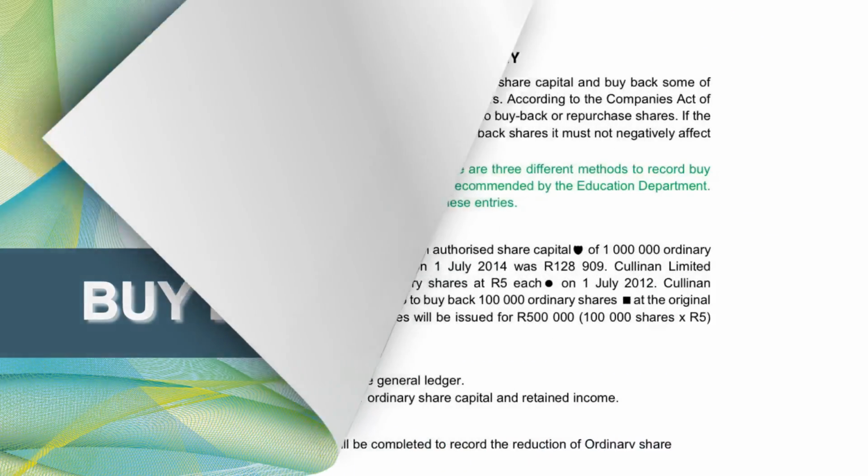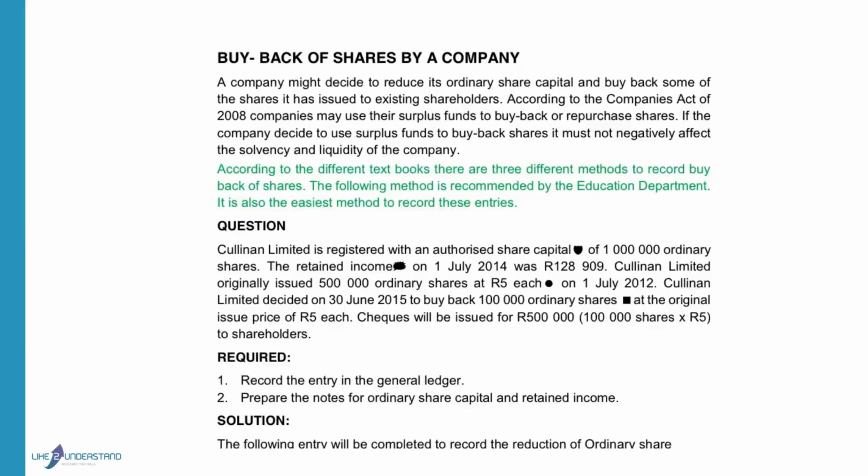Good morning. We will pay attention to buyback of shares at the company. A company may decide to reduce its ordinary share capital because it's not using all the capital and to buy back some of the shares that were previously issued to shareholders. According to the Companies Act, they can use surplus funds to buy back or repurchase shares. When they do that, they are not allowed to affect the solvency and the liquidity of the company negatively.